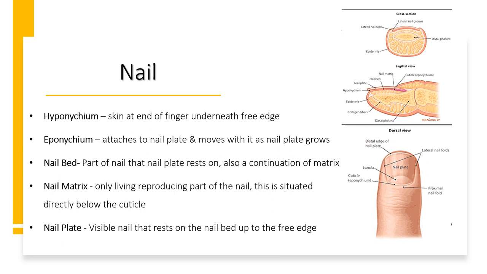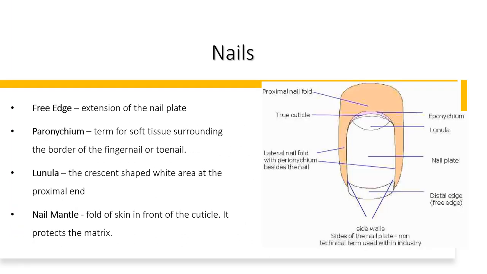The nail plate is the visible nail that rests on the nail bed up to the free edge. So the whole of the top of the nail is known as the nail plate. It's a good idea to draw this diagram, I think, and label it in order to get your names clearly in your head as to what's called what, and to practice the pronunciation. So let's say those again. Hyponychium, eponychium, nail bed, nail matrix, and the nail plate. So the free edge is the edge of the nail.